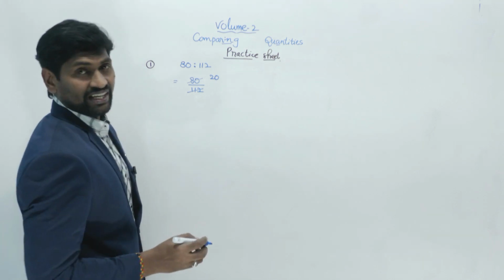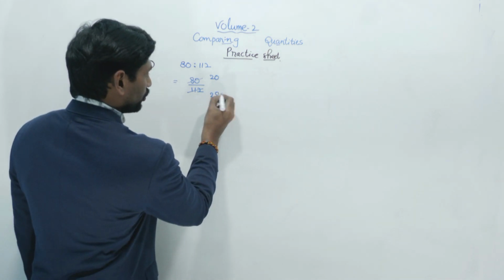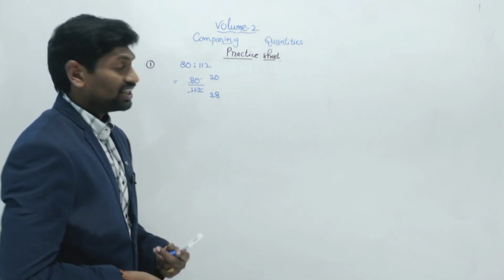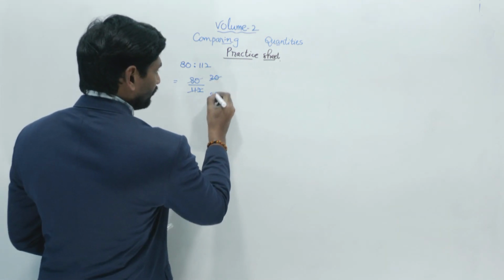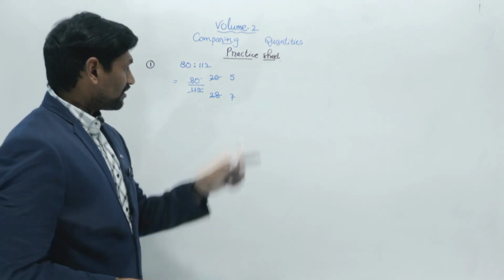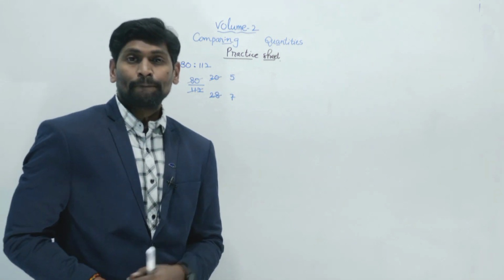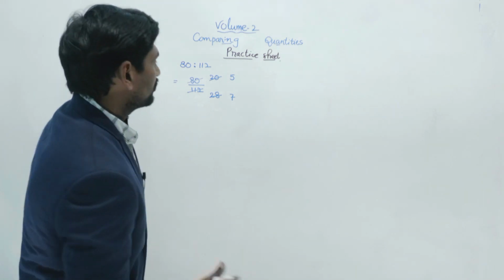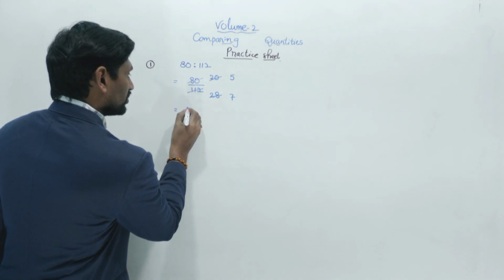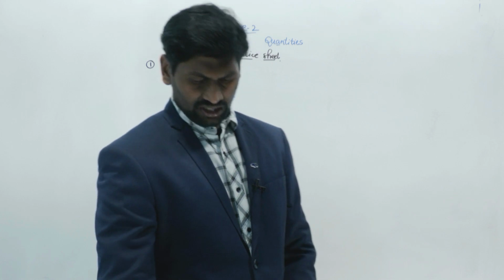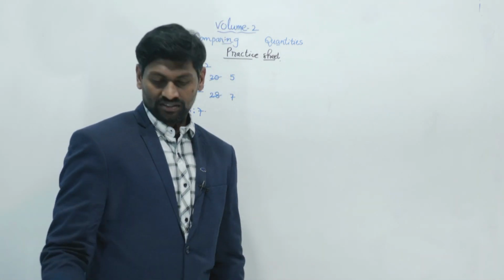4 20s are 80 and 4 28s are 112. Again both of them can be cancelled by the 4 table: 4 5s, 4 7s. Now, while you observe, 5 and 7 are both prime numbers, so there are no other common factors except 1. So the simplest form of the ratio is 5 is to 7. Okay? So it will be the first option as your answer.